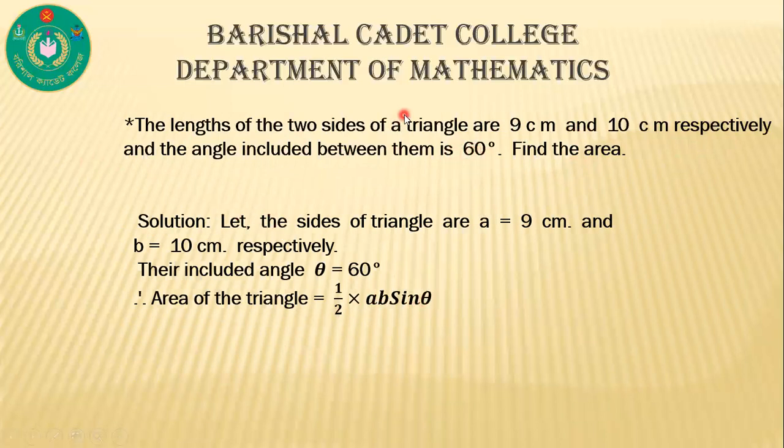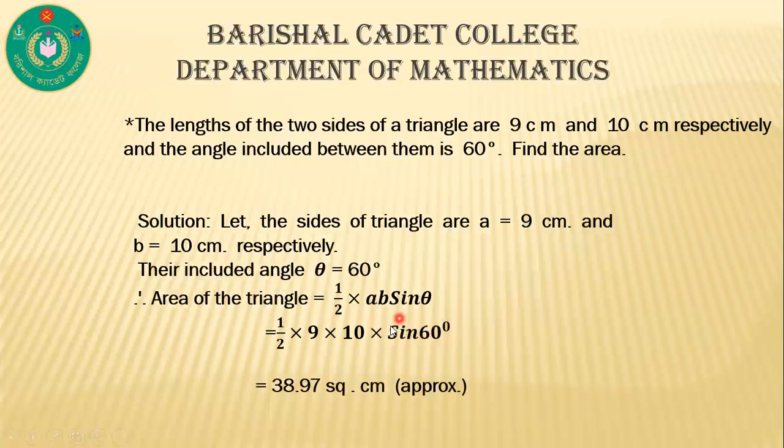Now solution. Let the sides of triangle A is equal to 9 centimeter and B is equal to 10 centimeter respectively, and included angle theta is equal to 60 degree. We know area of the triangle is equal to half AB sine theta. Now putting this value here, then half into 9 into 10 into sine 60 degree. We know sine 60 degree is equal to root 3 by 2. After calculating this, we can write 38.97 square centimeter. This is our required answer.